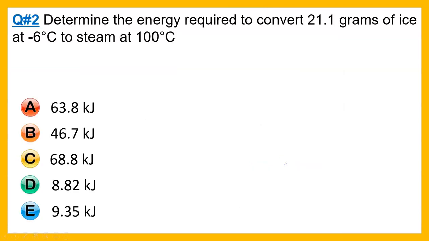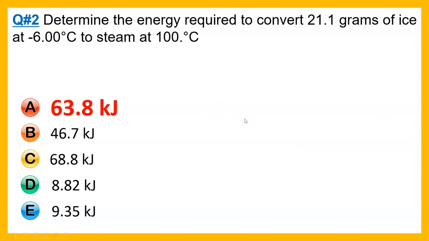So why don't you give this one a try? You're going to go from ice at -6 to steam at 100. You're going to have to do many sections of that curve. Pause and give it a try. All right. Did you get that? How did it go? Let's think about it.